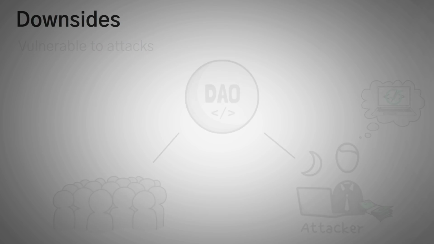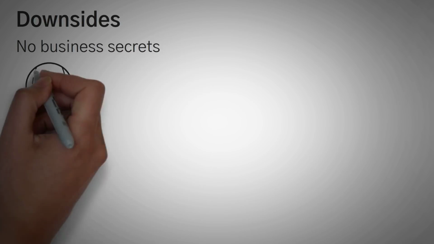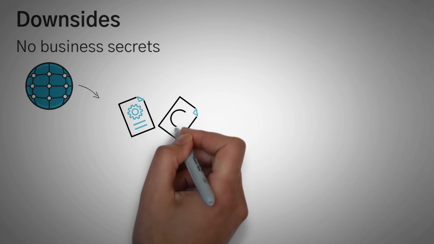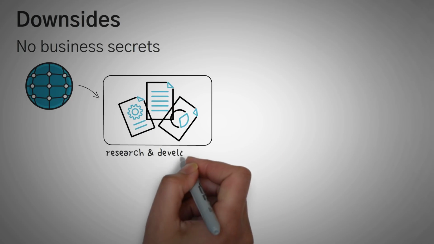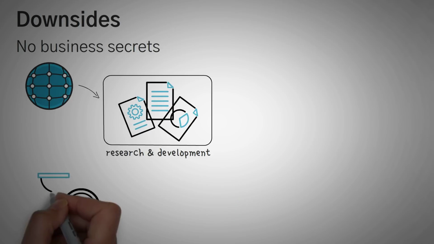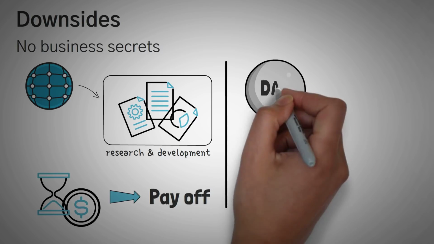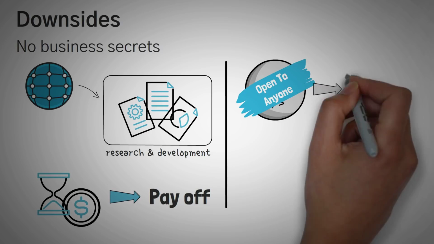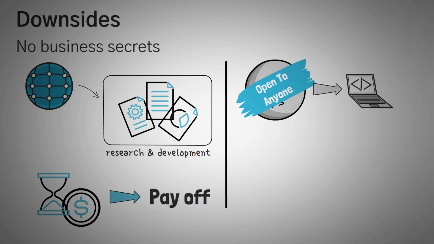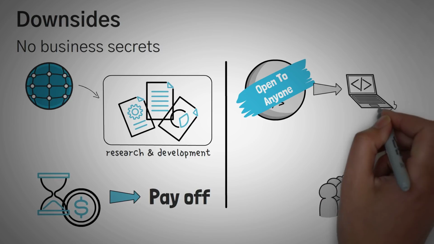The second downside that we have found is that there's no business secrets. Research and development is usually corporate information that corporations have spent a lot of money and time on without any significant return. Now they do this in hopes that one day it'll pay off, and the payoff will be big because no other company has their advantage. In a DAO though, business secrets are difficult to keep secret since the code is all open source and really anyone can look at how the DAO is set up.